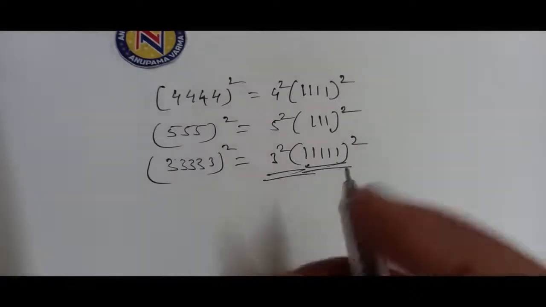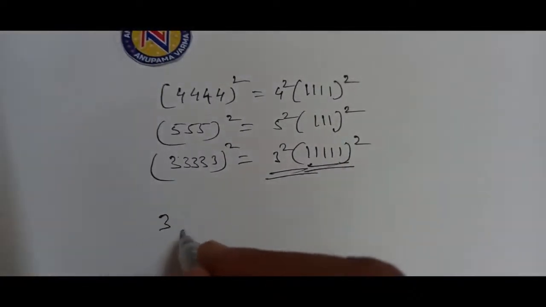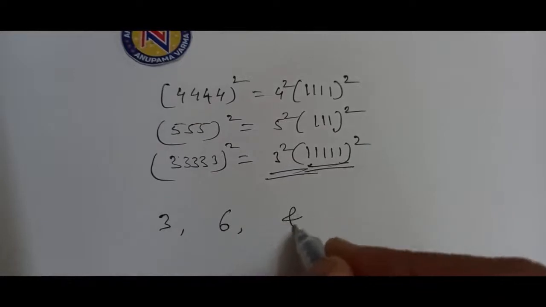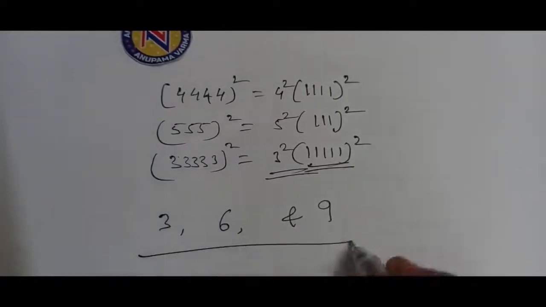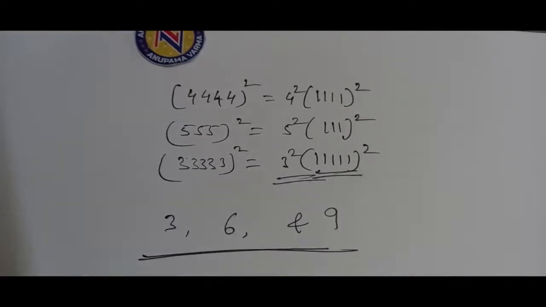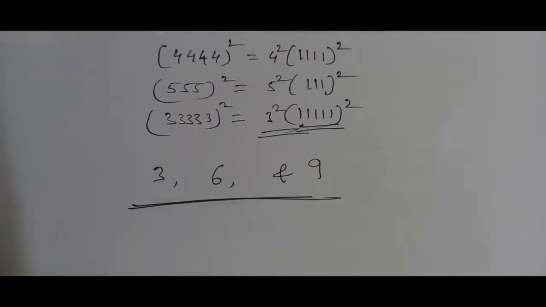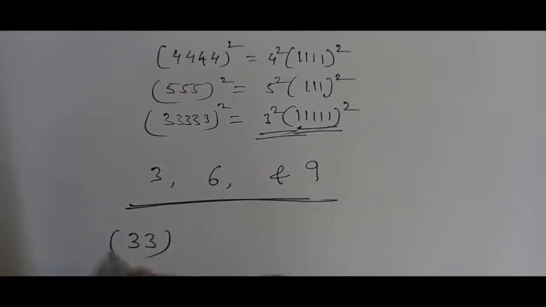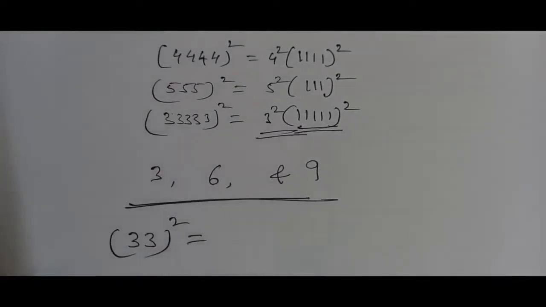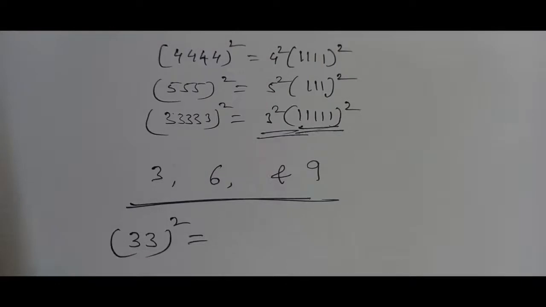But for 3, 6 and 9, we have a special technique. Let's see now. What is that? Okay. For example, double 3 square is there. When you square these kind of numbers, you can actually see a pattern being followed. Let's see now.